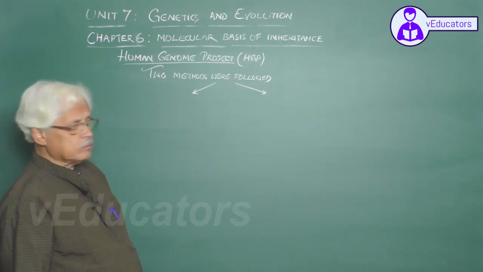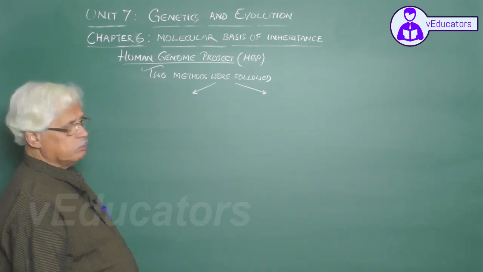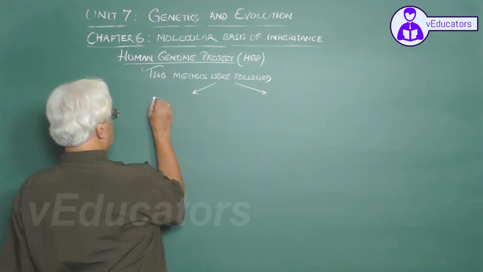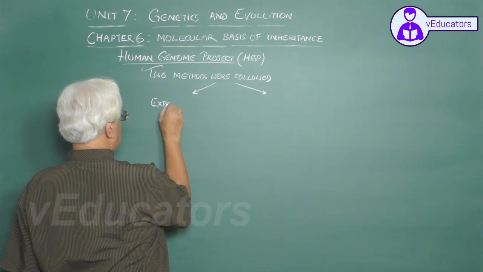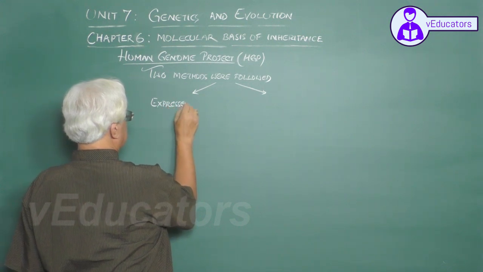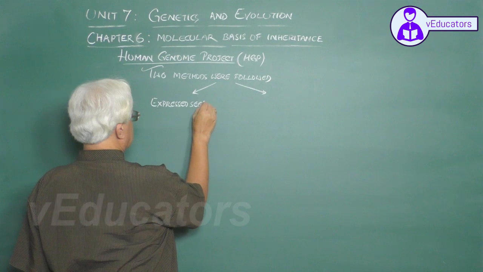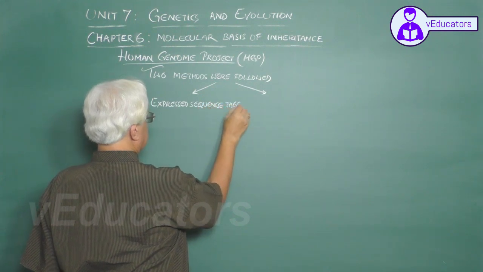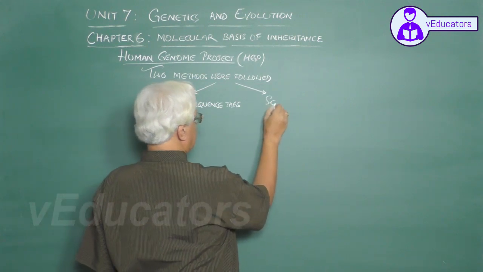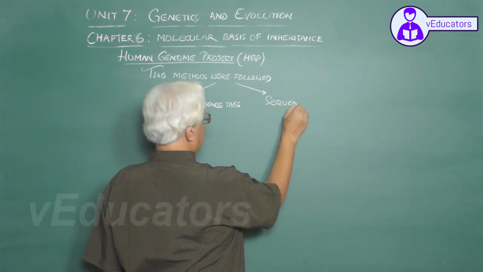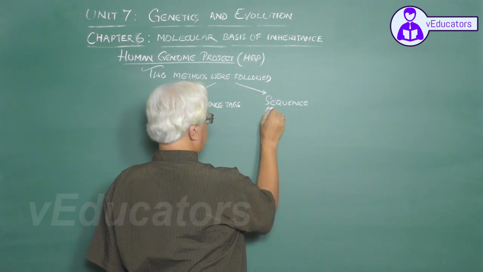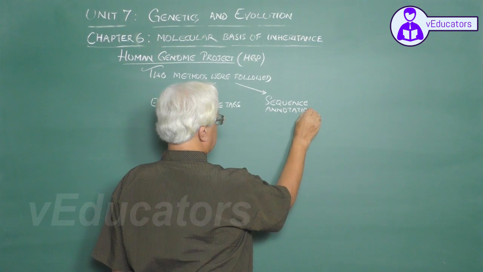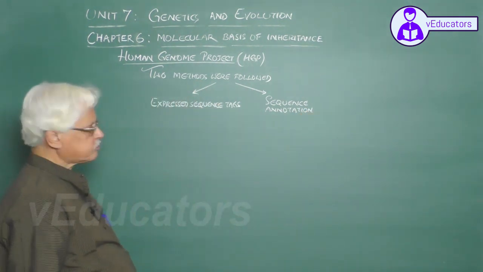Two methods were followed in the Human Genome Project for the analysis of the human genome. One method is called expressed sequence tags, and the other method was called sequence annotation.